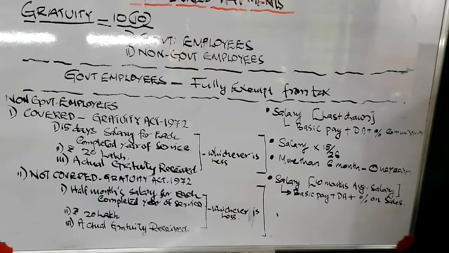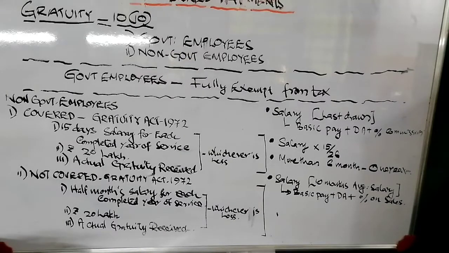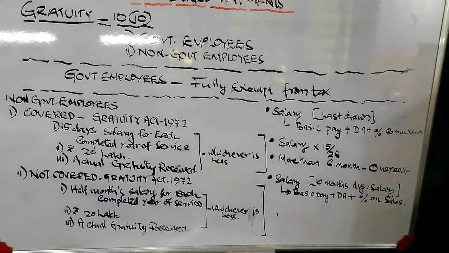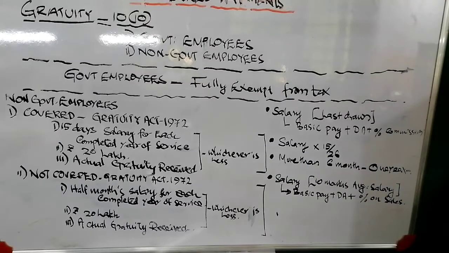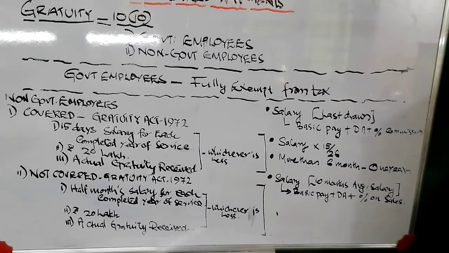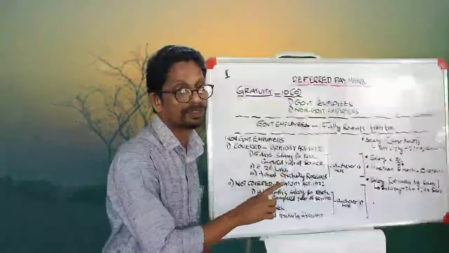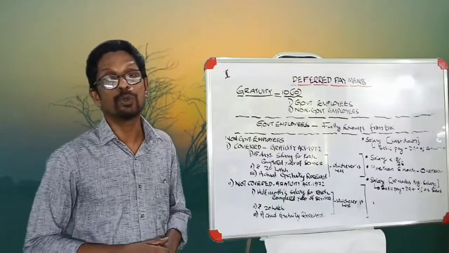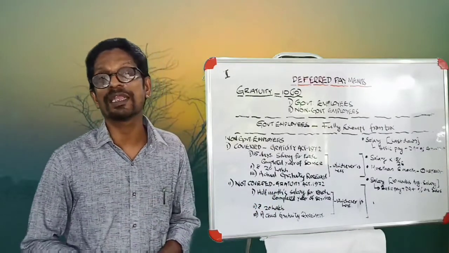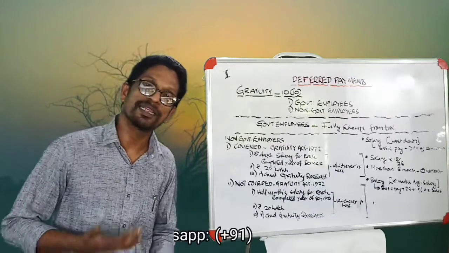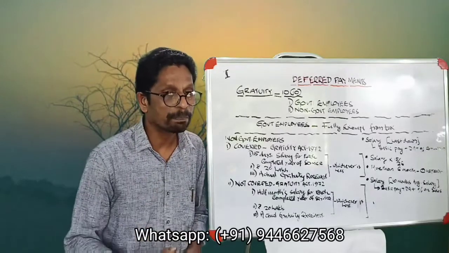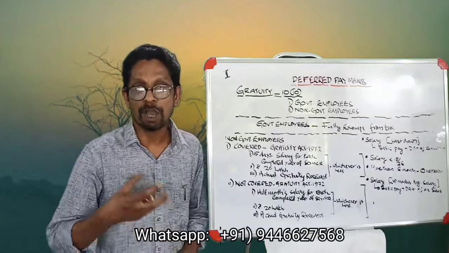Okay, we are discussing the income tax treatment of gratuity received by the employees, that means government and non-government employees. In case of government employees, we already discussed the same. Now we are discussing the non-government employees. We said they can be classified into how many divisions? Two divisions: those who are covered by the Payment of Gratuity Act 1972 and those who are not covered by it.